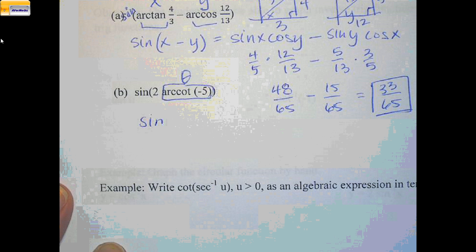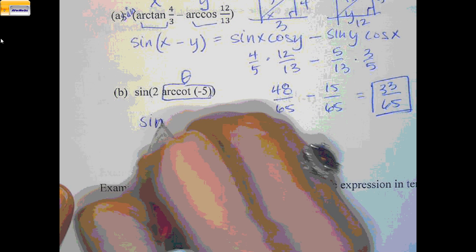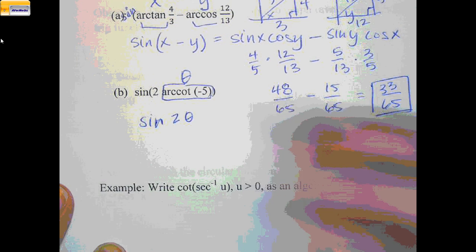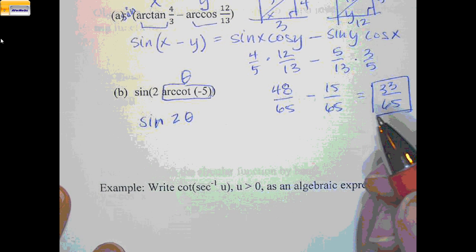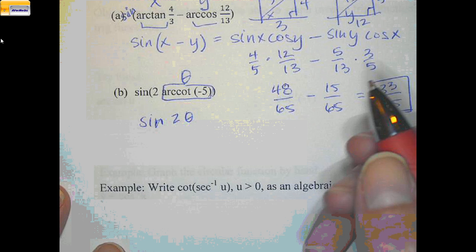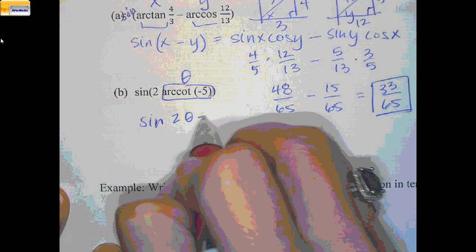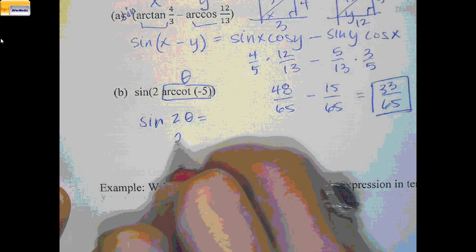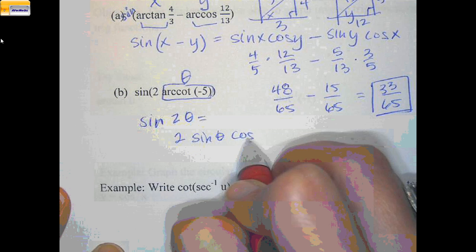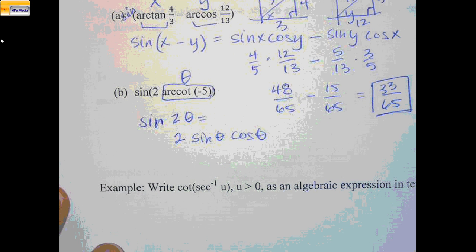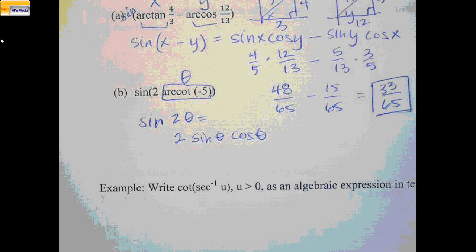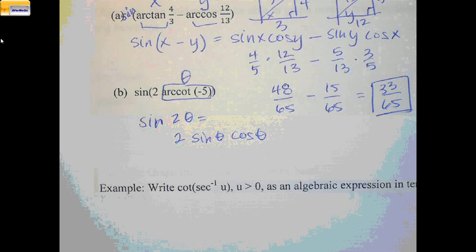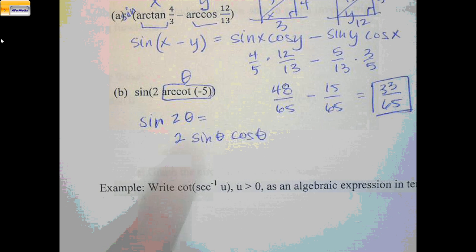So this is saying sine of 2 times some angle. Identity, right? So it equals 2 times sine of theta cosine of theta according to your pink sheet. We need a triangle. All right, McCormick, you're the one that had questions about this. It's cotangent and it's negative. What quadrant is that?